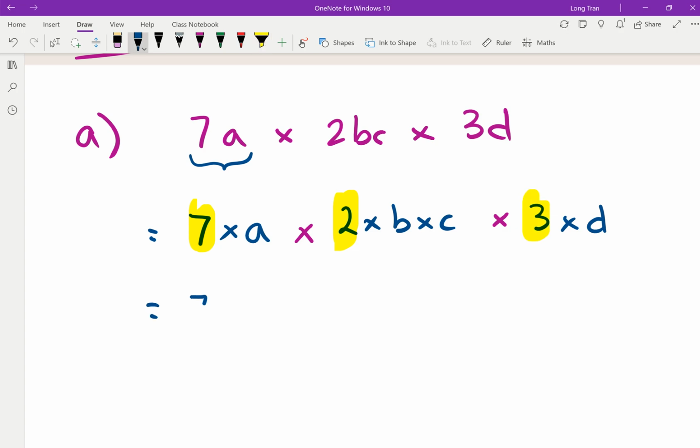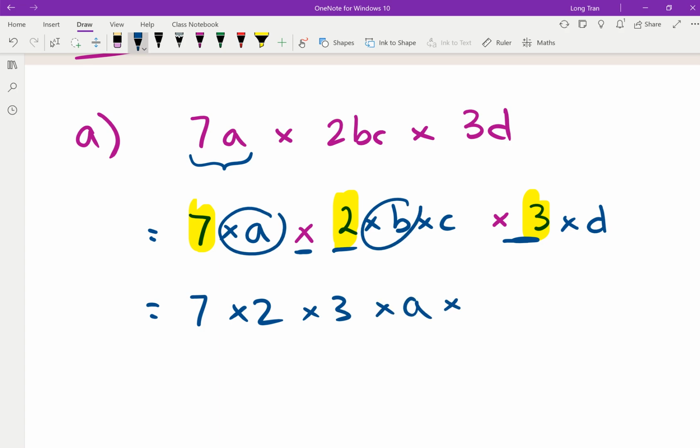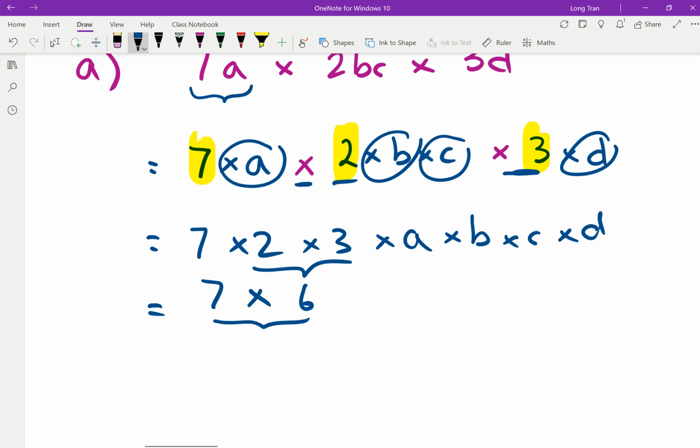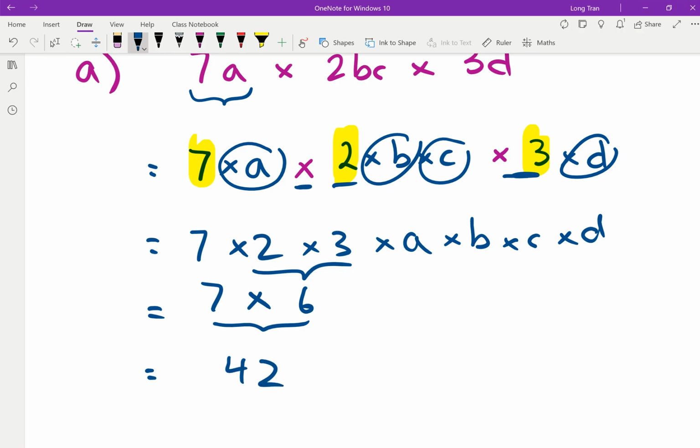Because the order doesn't matter, you can write 7 times 2 times 3, and then the rest: times A, times B, times C, times D. I rearranged it because in multiplication, it doesn't matter which order. But the beauty of doing this is I can multiply them. What's 2 times 3? 6. But then 7 times 6 is what? 42. See, I can simplify that. I don't need to write 7 times 2 times 3, I might as well just write 42.